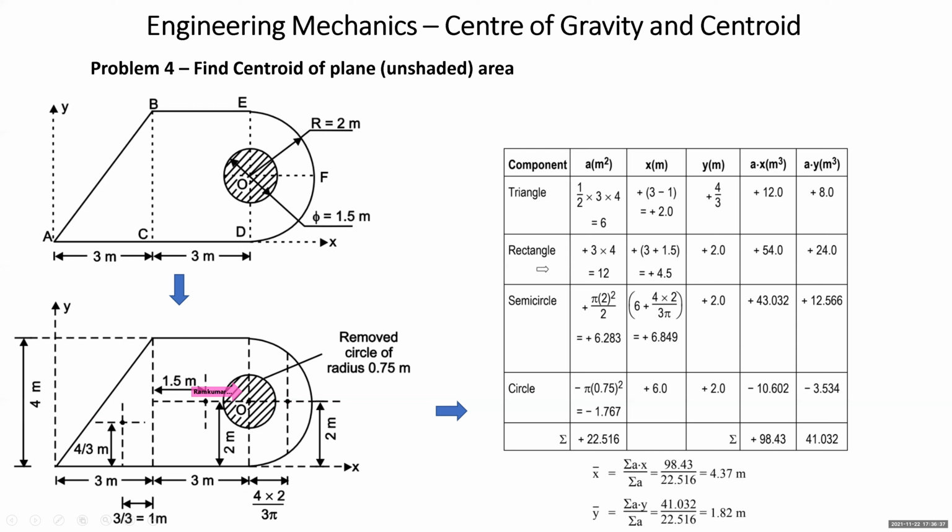All right. Then you'll use your calculators. You'll find a1 plus a2 plus a3 plus a4 and get summation a. Then you do a into x, a into y, like that, for all components. This column will give you a1 x1 plus a2 x2 plus a3 x3 plus a4 x4. You will get summation ax. Similarly, the summation of this column, a1 y1 plus a2 y2 plus a3 y3 plus a4 y4, gives you summation ay. What is x bar? Summation ax upon summation a. You get x bar. Y bar is summation ay upon summation a. You get y bar.